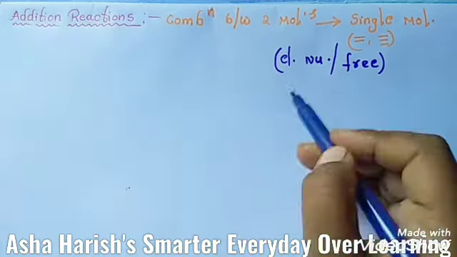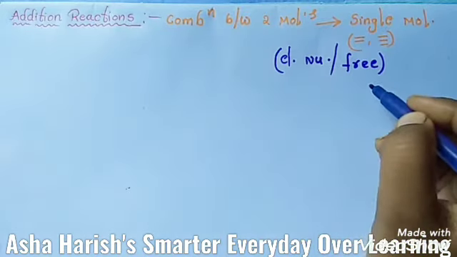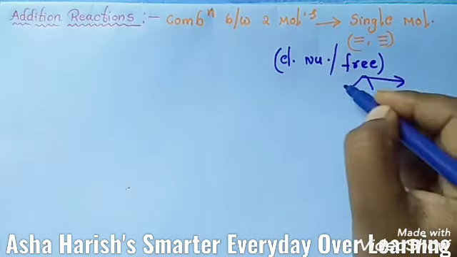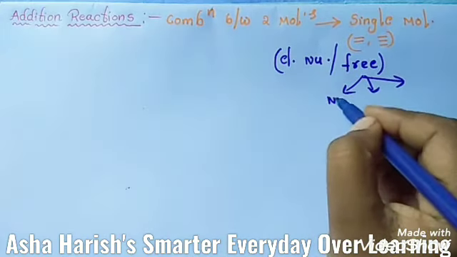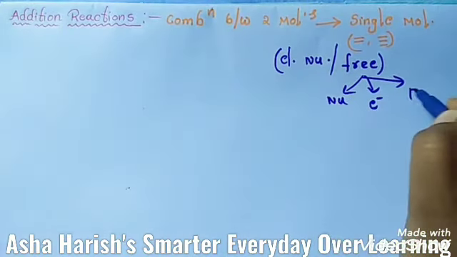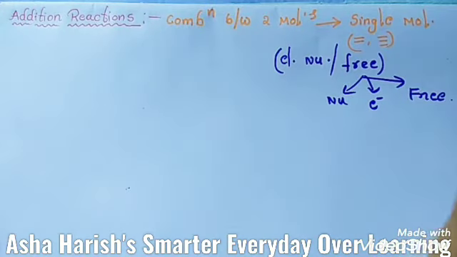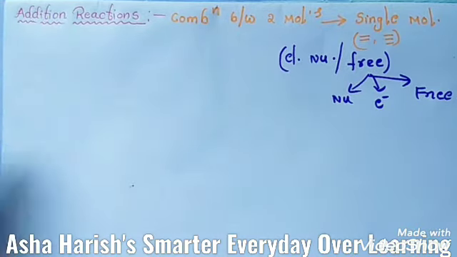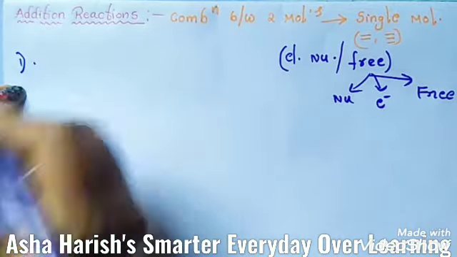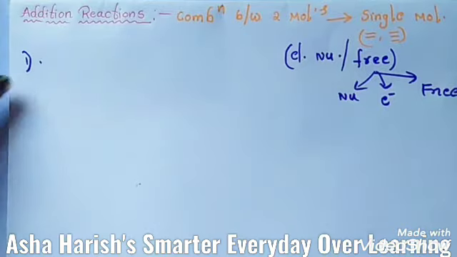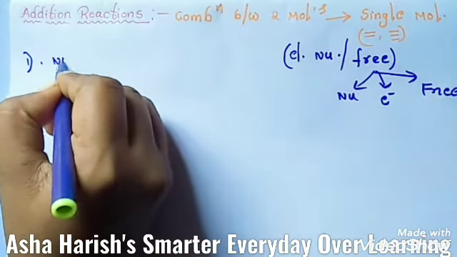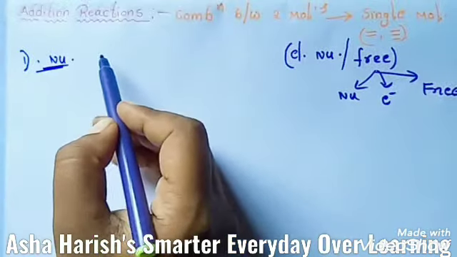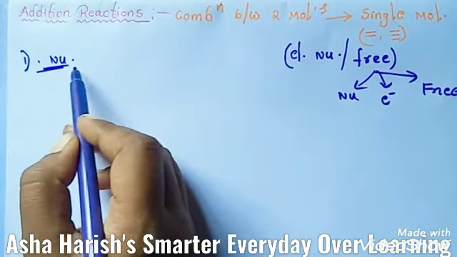Addition reactions are of the following types, as I told you in the mind map: nucleophilic, electrophilic and free radical addition reactions. Let's see one by one. First of all, nucleophilic addition reactions. The addition reactions brought about by nucleophiles are called nucleophilic addition reactions.